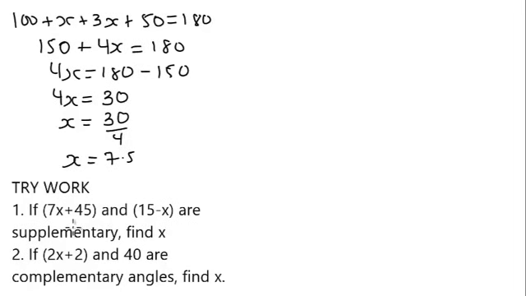And so let's start with the first one. If 7x plus 45 and 15 minus x are supplementary, we have to find x. And so we know that for supplementary angles, when we add the two angles, it should be equal to 180.